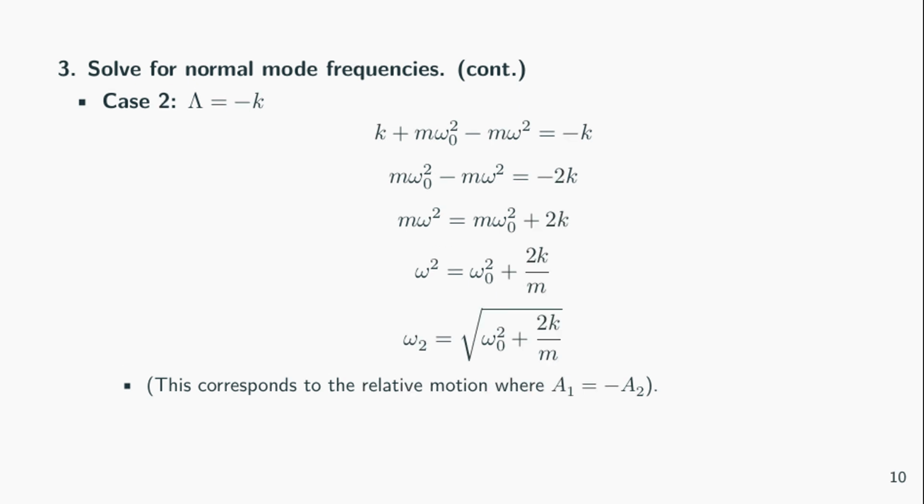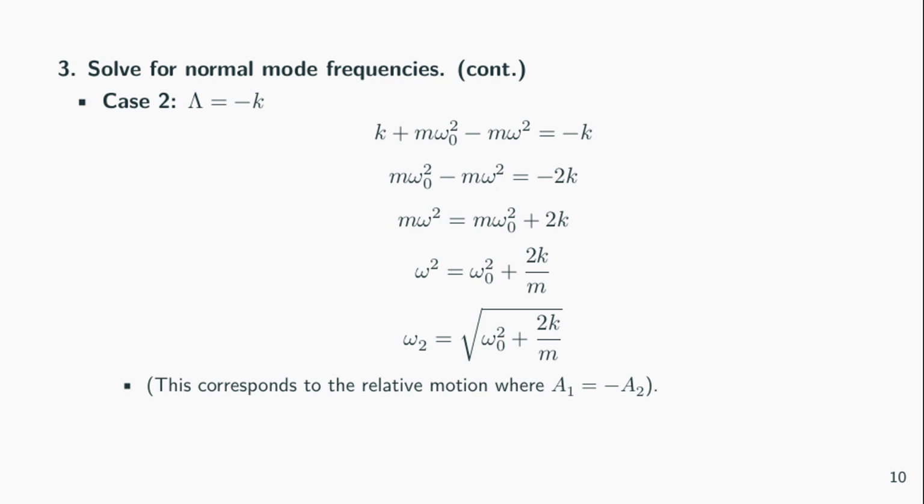Case 2, lambda equals negative k. Using our definition of lambda, k plus m omega 0 squared minus m omega squared equals minus k. Let's rearrange this. Add k to both sides: 2k plus m omega 0 squared minus m omega squared equals 0. Or rearranging to solve, m omega squared equals m omega 0 squared plus 2k. Now divide by m: omega squared equals omega 0 squared plus 2k over m. Taking the square root, omega equals the square root of omega 0 squared plus 2k over m. What does this mode correspond to?